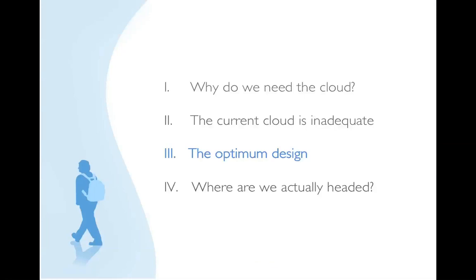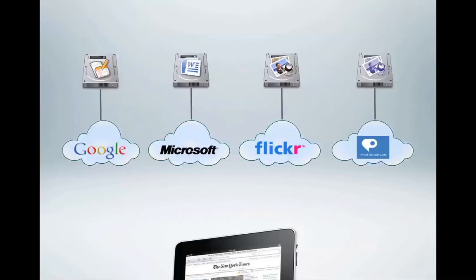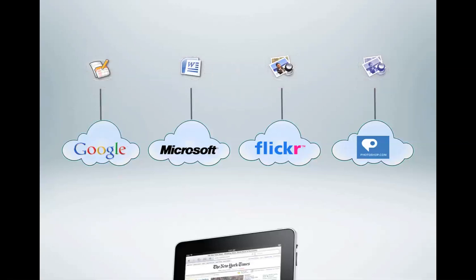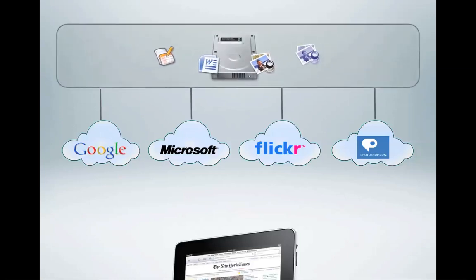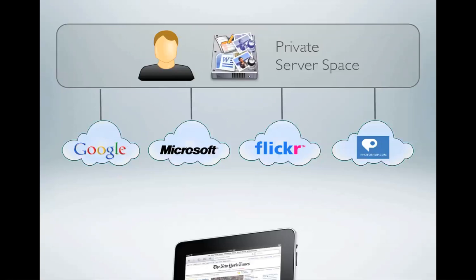Let me propose an optimum design, but then I will explain why this is unlikely to actually happen. Currently, I've explained that our devices can connect to multiple different clouds and that each cloud has its own storage space. What I propose is getting rid of the private storage spaces that we have now and creating a unified storage space per user. That creates a private server space.